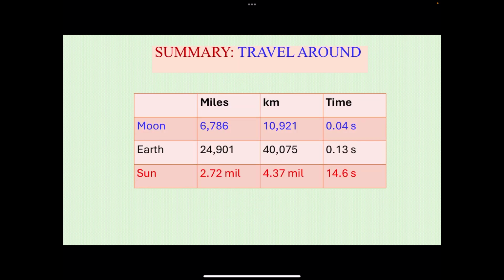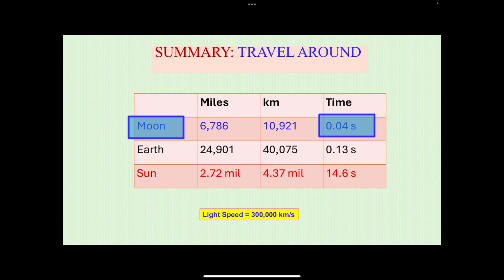Now here is a summary of what we just looked at. Light traveling at a speed of 300,000 kilometers per second will take 0.04 seconds to go around the moon. Next, we look at the Earth, where light will take about 0.13 seconds to go around the Earth. And lastly, the Sun, it will require light about 14.6 seconds to go around the Sun.